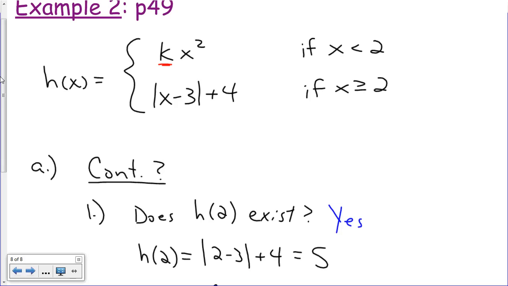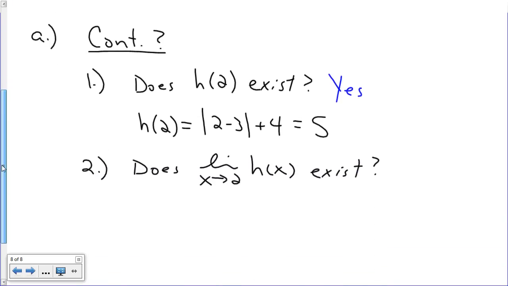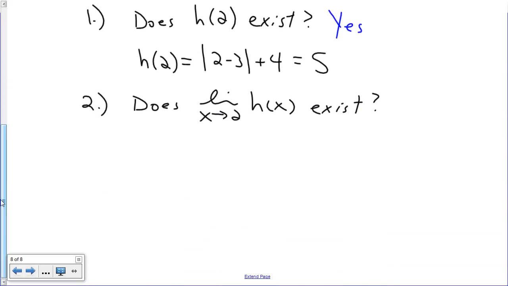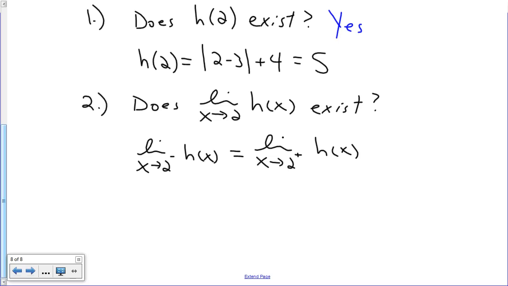Well, if you go back to our one-sided limits, we said that the only way you know that your limit exists is if the limit from the left side and the right side are the same. So that's really what it's going to come down to here. I need to force the limit from the left side to be equal to the limit from the right side. So I'm going to take the limit as x goes to 2 from the left side of h of x, and I have to force that to be equal to the limit as x goes to 2 from the right side of h of x.